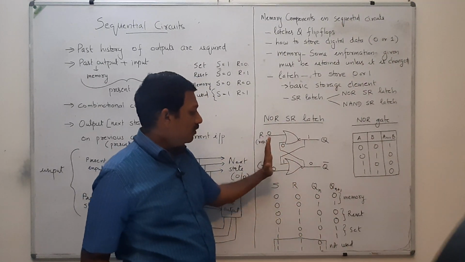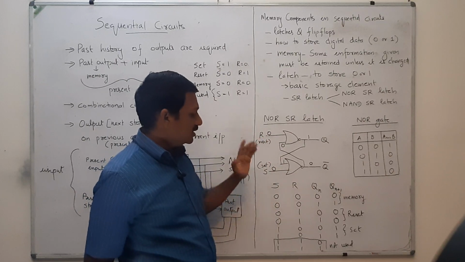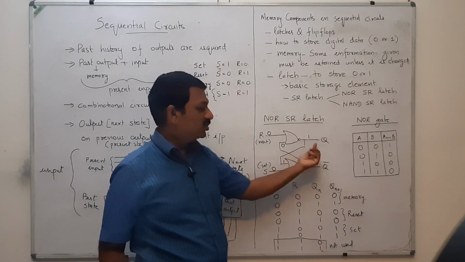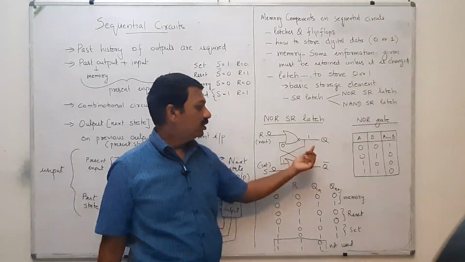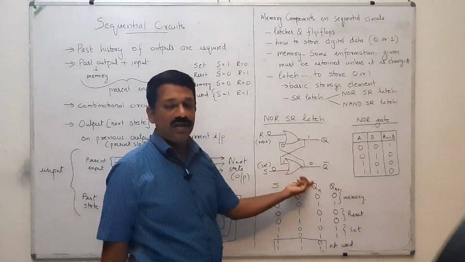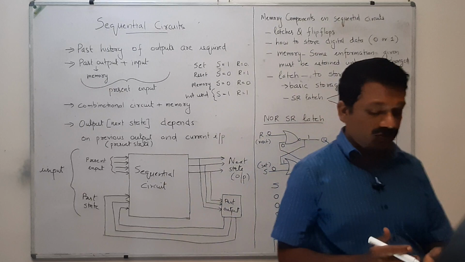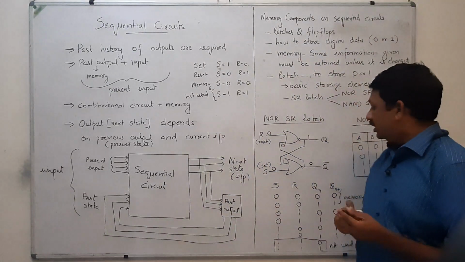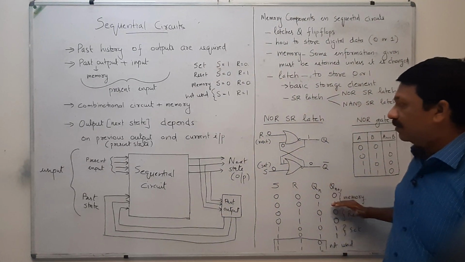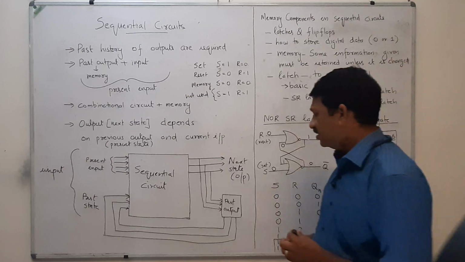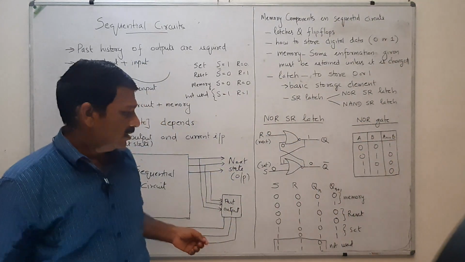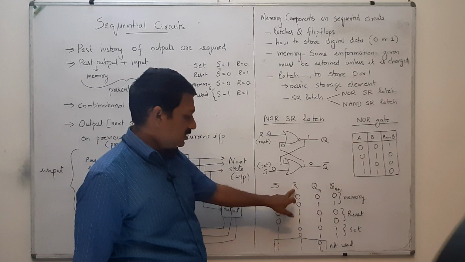That means before R and S are set to 0, whatever is Q, that will be retained. That means when R is equal to 0 and S is equal to 0, it is acting as a memory element.